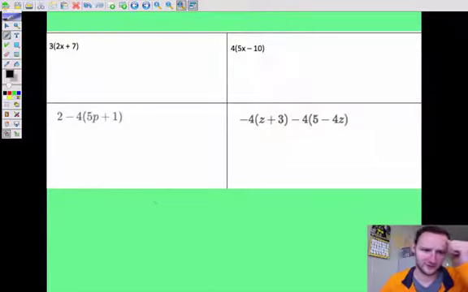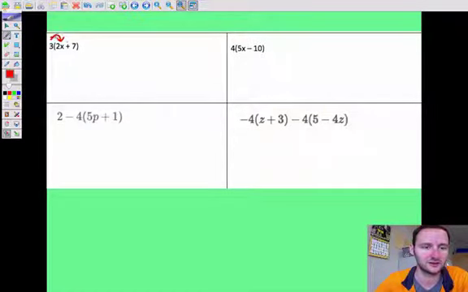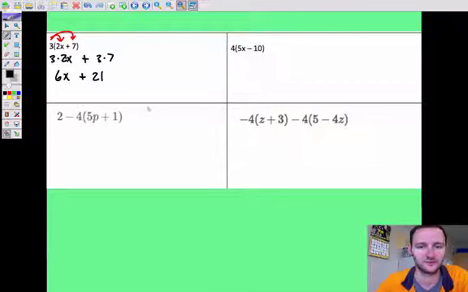Other examples. This one's a little bit more straightforward actually. We'll draw in the arrows again. So draw those in on yours. Then that gives you 3 times 2x, copy down the plus, 3 times 7. Then 3 times 2x, that's the same as 3 times 2 times x. So 3 times 2 is 6, so 6x. 3 times 7 is 21, so 6x plus 21.